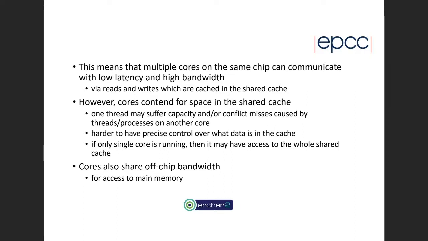Also, if we only have a single core accessing the whole shared cache, we need to bear that in mind when we're doing scalability experiments, because a single core has access to more than its fair share of resources if there's nothing else running. And importantly as well, the cores also share the off-chip bandwidth for access to main memory. Again, that's a very important feature which we'll talk a lot more about.